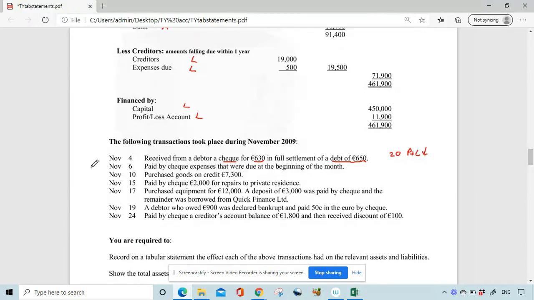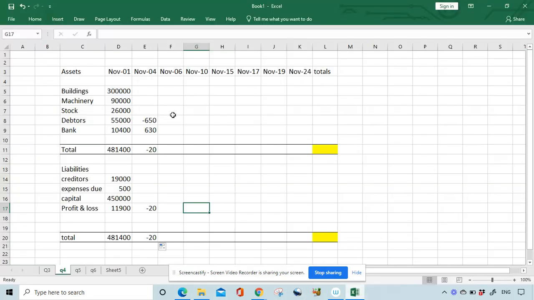November 6th, I paid by cheque, so that's going to come from the bank, expenses that were due at the beginning of the month. So I go back to my sheet, and I find expenses due here was 500 euro. So I paid them, so they go down by 500. Where did I pay them? I paid them by cheque, so my bank is going to go down 500 as well. So minus 500 in the assets, minus 500 in the liabilities.